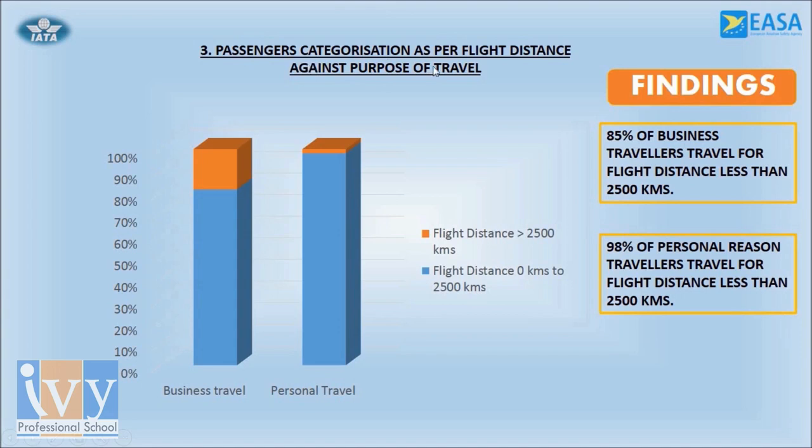When it comes to categorization based on the flight distance, what was the distance that the passenger traveled? It can be clearly seen that the flight distance from 0 to 2,500 kilometers had the highest percentage share, whether it was for business travel or for personal travel. So 85% of the business travelers traveled less than 2,500 kilometers, whereas 98% of the personal reason travelers traveled less than 2,500 kilometers.